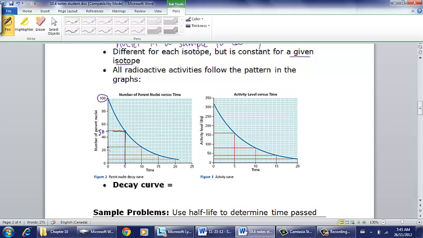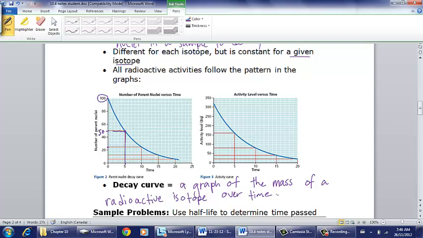And this is called a decay curve. A decay curve is a graph of the mass of the radioactive isotope over time. We're going to stop here and in class practice working with decay curves, and we will look at the sample problems next day.